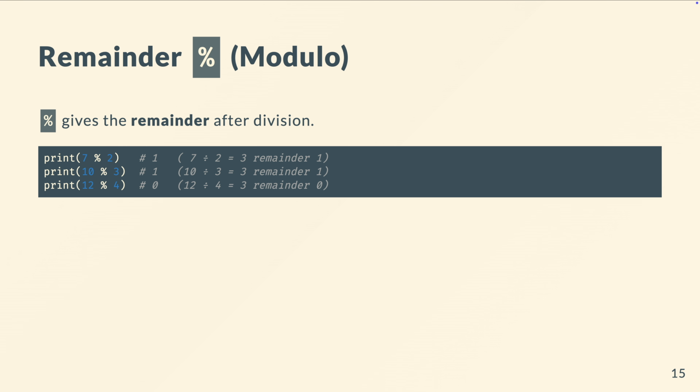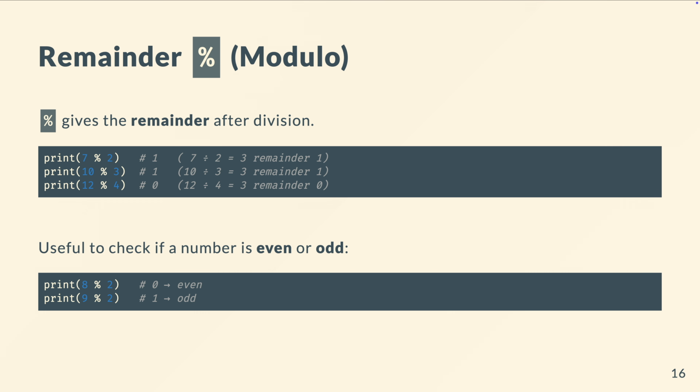Now, the remainder operator, %, also called modulo. % gives the remainder after division. 7 modulo 2 is 1 because 7 is 3 times 2 with 1 left over. 10 modulo 3 is 1. 12 modulo 4 is 0, because nothing is left over.